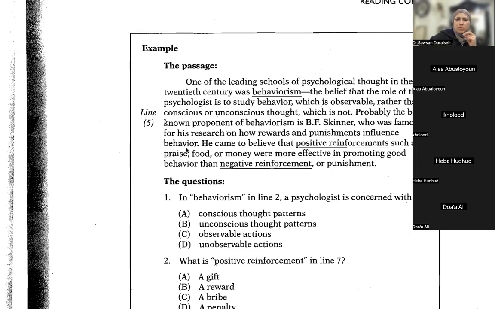He came to believe that positive reinforcement, such as, what is positive reinforcement? It's like rewards. Some examples, guys: praise, food, sometimes I'm gonna take you to McDonald's, I'm gonna take you to Burger King, if you do this, if you do that, or money, were more effective in promoting good behavior.